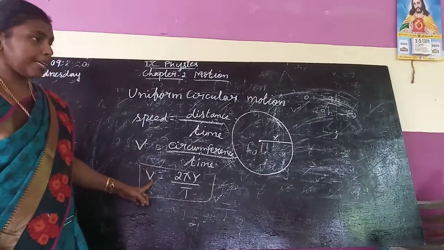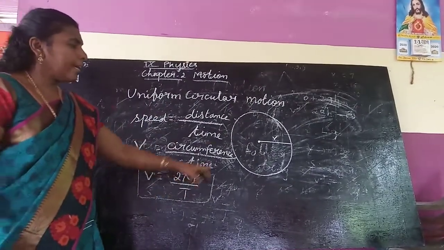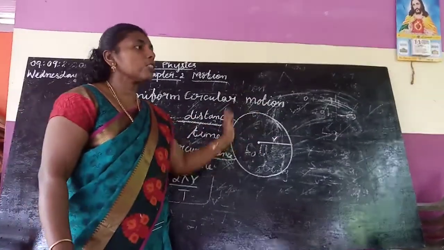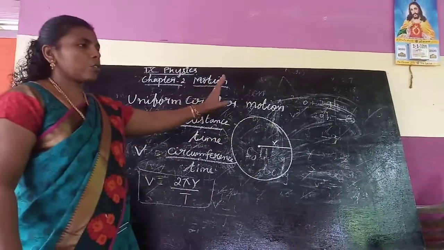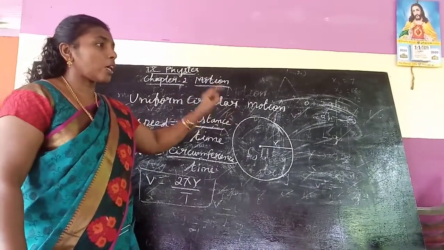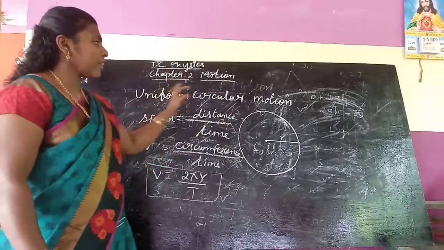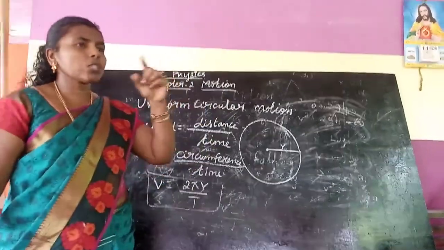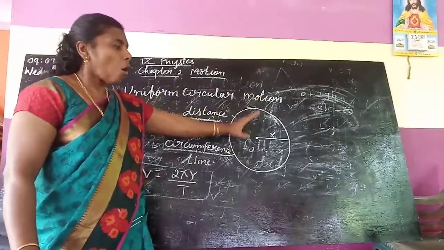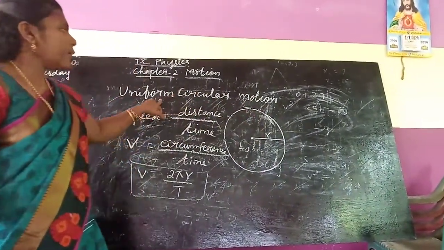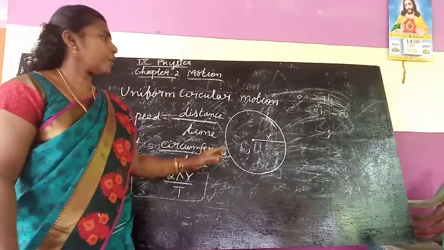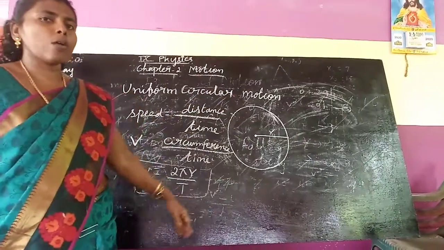So v means the speed of the object, r the radius of the circle, and t the time taken, that is, how much time is taken to rotate the object once. So we have learned uniform circular motion. What is uniform circular motion? The object moves along a circular path with a constant speed is called uniform circular motion.